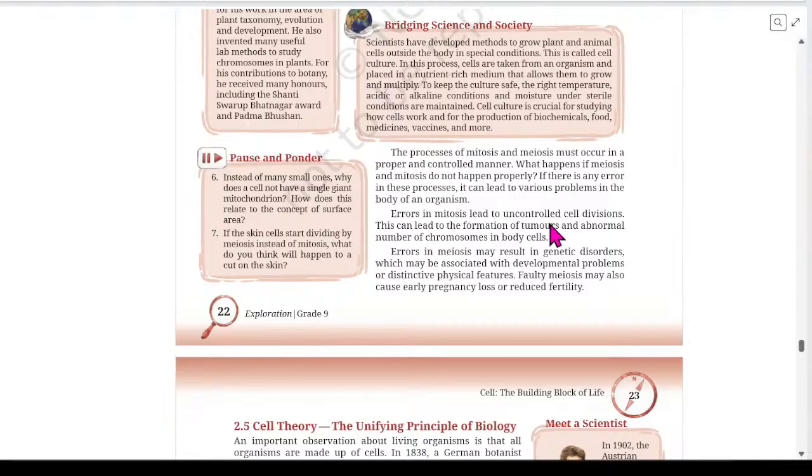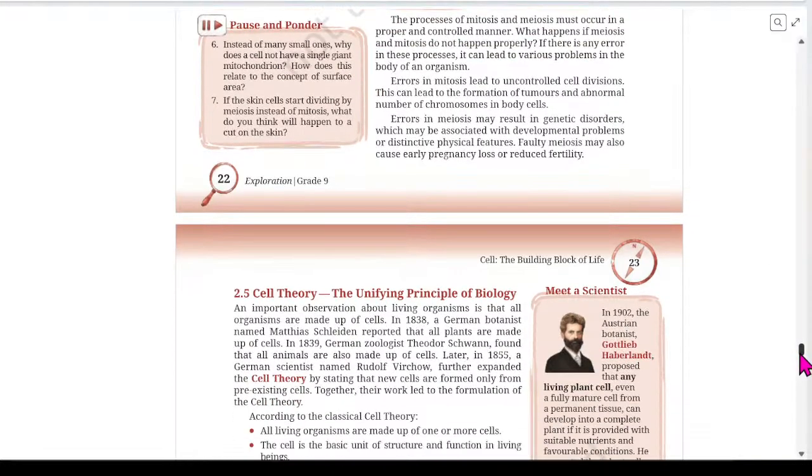Errors in mitosis lead to uncontrolled cell division. This can lead to the formation of tumors and an abnormal number of chromosomes in the body cells. Errors in meiosis may result in genetic disorders, which may be associated with developmental problems or distinct physical features. Faulty meiosis may also cause early pregnancy loss or reduce fertility.